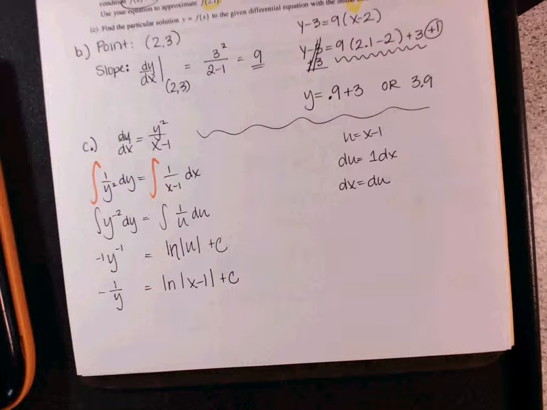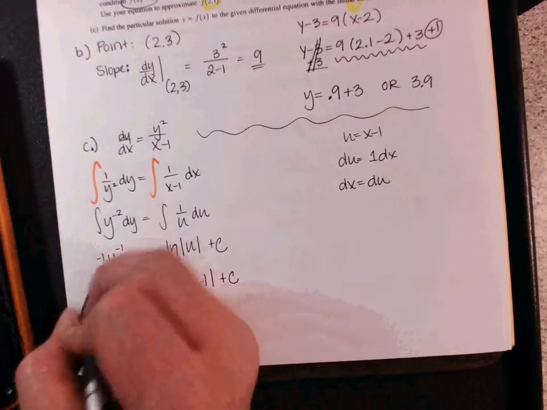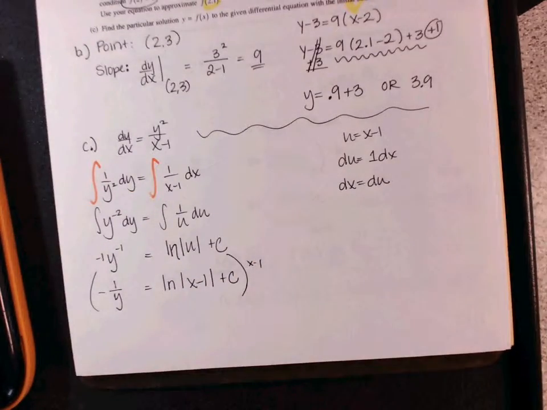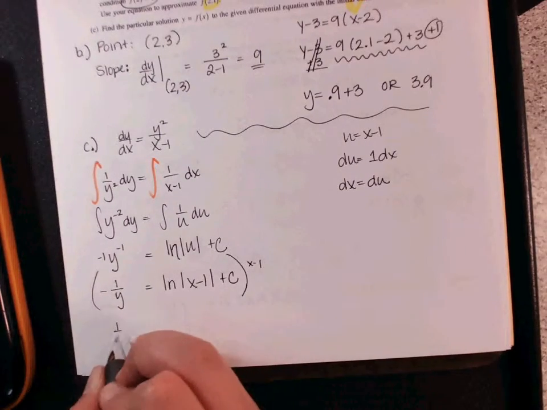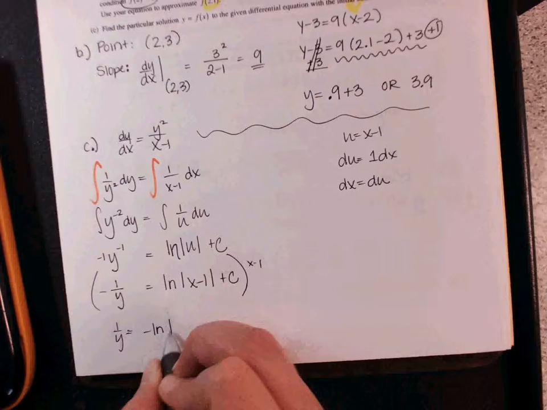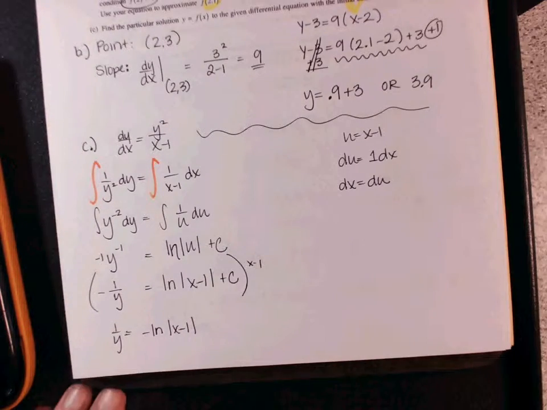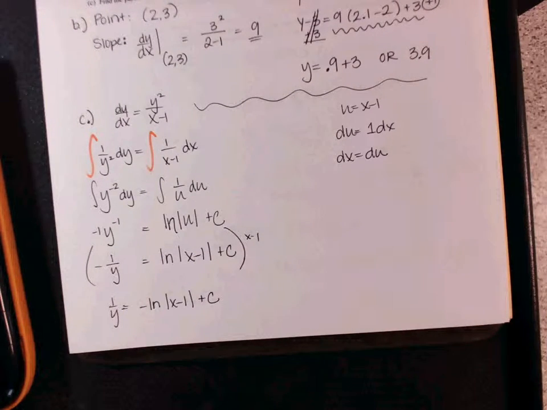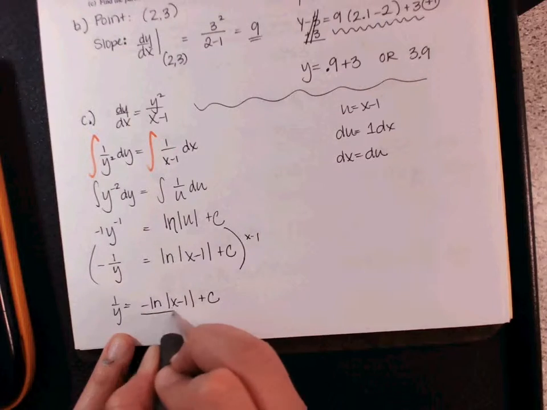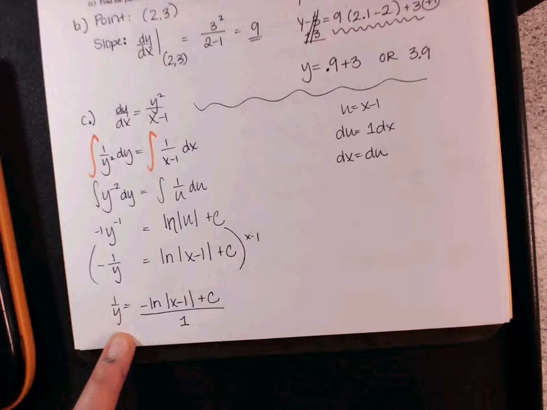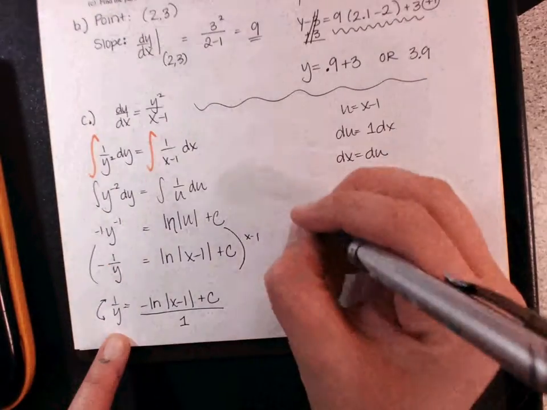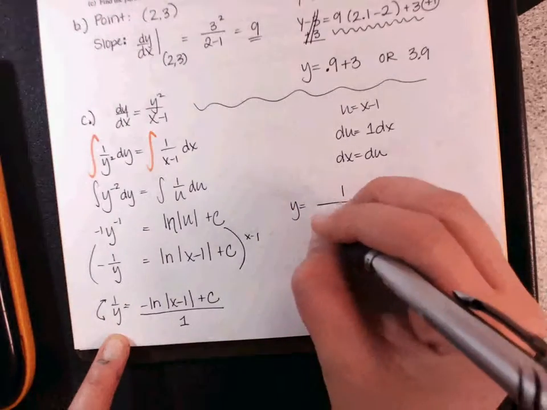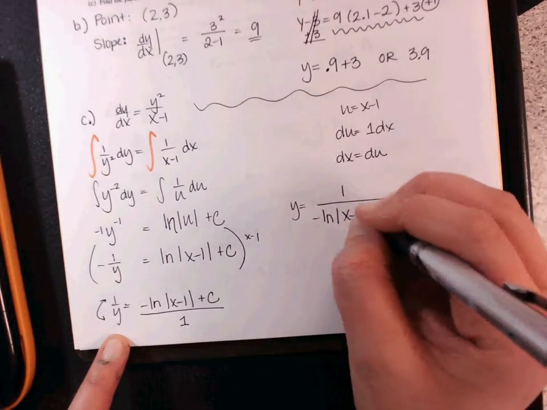Should I flip both sides right now? Let's multiply. Yeah, I'd get rid of the negative first. So I'm going to multiply by negative 1. That turns my 1 over y to a positive, but it turns my natural log x minus 1 to a negative. Now, the c, should I change it to a minus c? You can, but useless, don't do it. Okay, from there we're going to flip both sides. So this is all over 1 together, so I'm going to flip it all together. So when I flip 1 over y, I'm going to get y equals, and then on that side I'll have 1 over negative ln x minus 1 plus c.